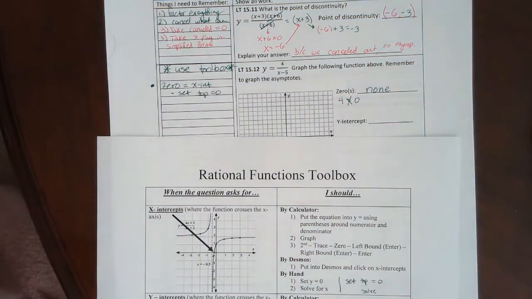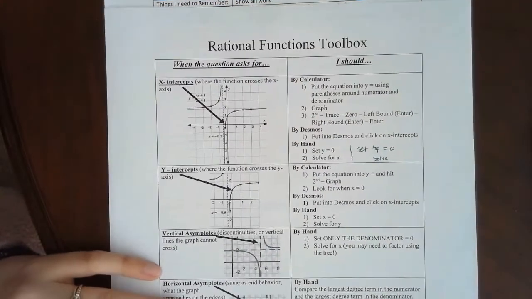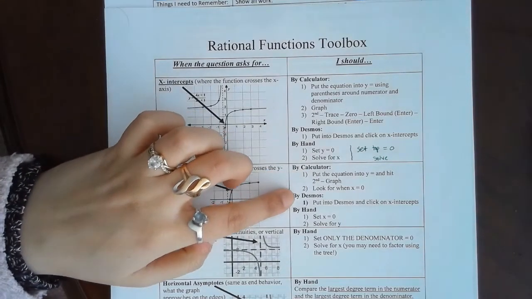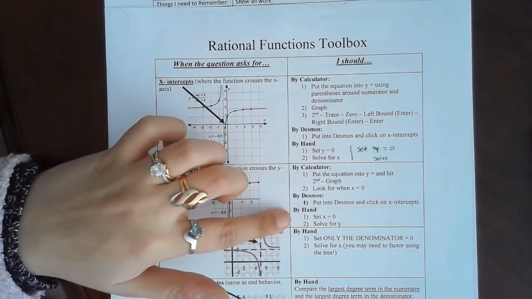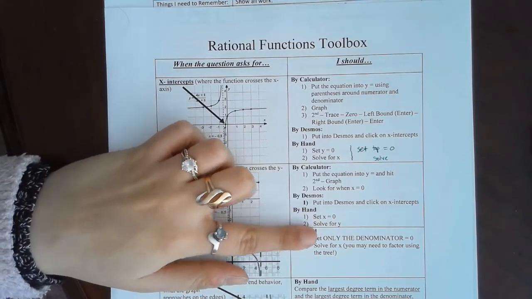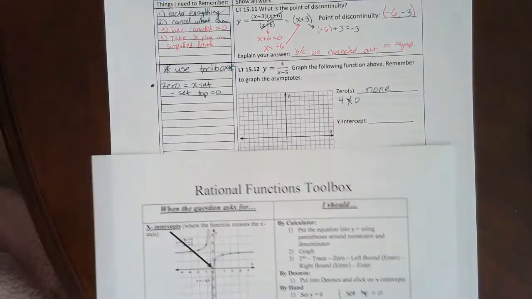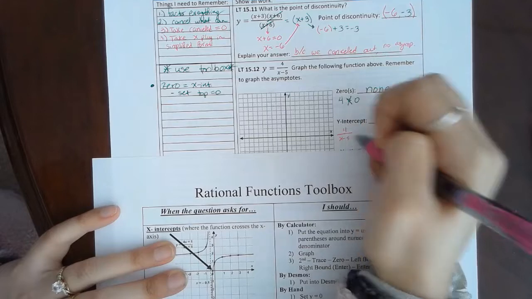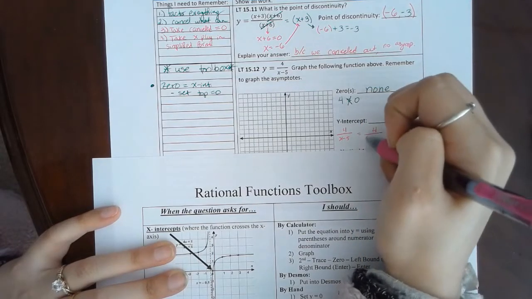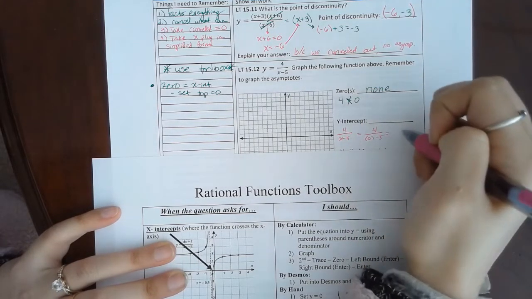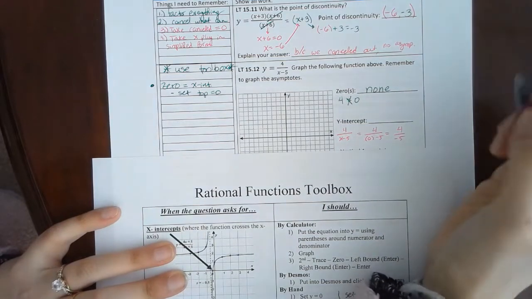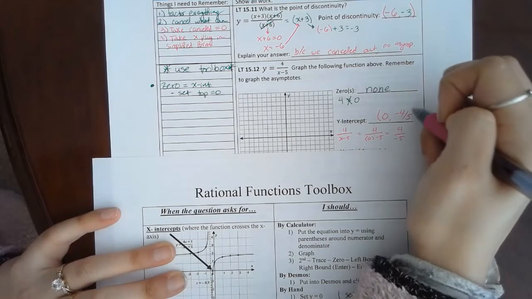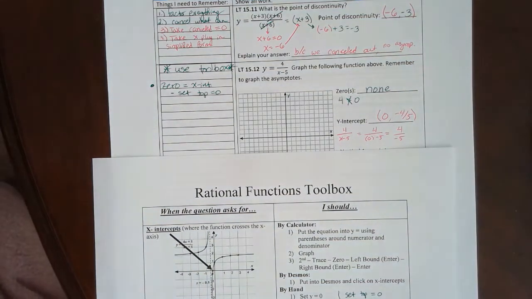Next up is the y-intercept. So let's look back at our toolbox. We can do it by calculator, by Desmos, or by hand. I'm going to do it by hand. Set all the x's equal to 0, and then just go ahead and solve. So I'm going to take my function. Originally it was 4 over x minus 5. And anywhere there's an x, I'm putting a 0 in. So we get 4 over negative 5. That's our y-intercept at 0, negative 4/5.